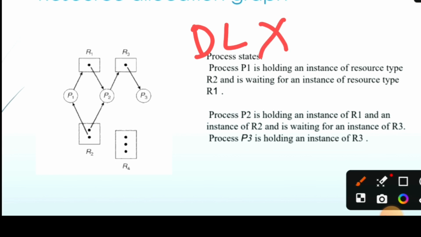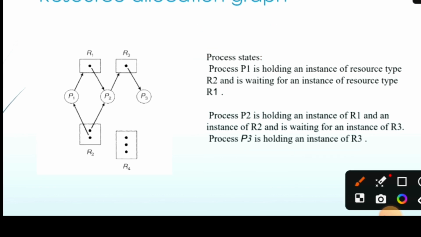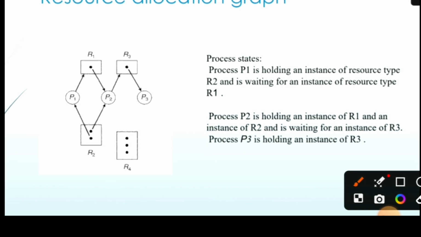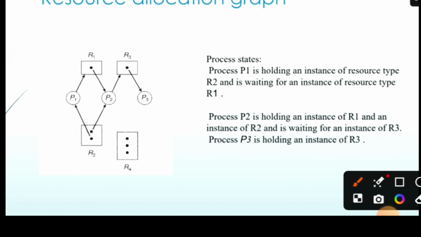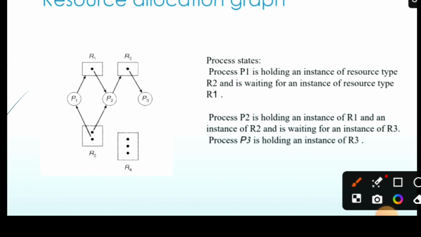But if there is a cycle, there is a chance that there will be a deadlock. Again, keep in mind that if there is a cycle, it does not necessarily mean that there will be a deadlock for sure, but there is a possibility of deadlock. So just having a cycle is not a sufficient condition for deadlock, but it is a necessary condition for deadlock. That means if there is a deadlock, there will be a cycle for sure.